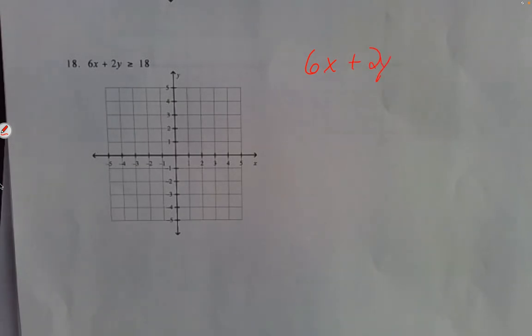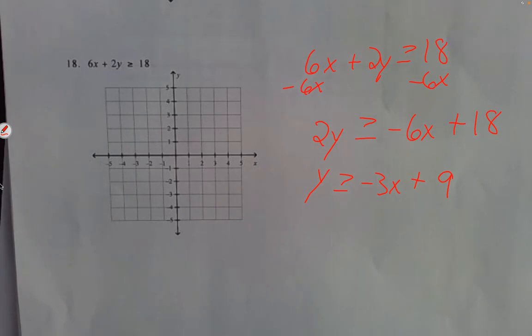2y greater than or equal to 8. How do you solve for y? Yeah, 6x over here. So it's just 2y greater than or equal to negative 6x plus 18. Then do everything. Divide by 2. So I'm going to do that. I get negative 3x. What's 18 divided by 2? 9. So if you type it in your calculator, it'll give you a bunch of ordered pairs.